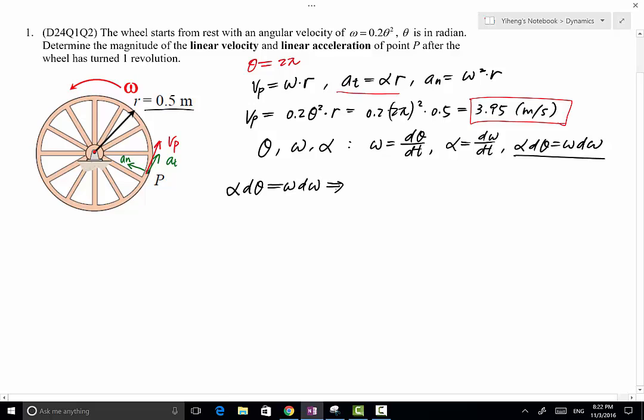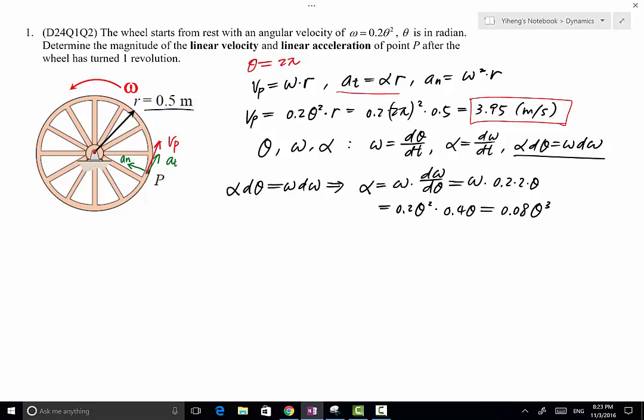And we can divide both sides by d theta. Therefore, alpha equals omega times d omega d theta. Omega is a function of theta, so d omega d theta equals 0.2 times 2 times theta. At the same time, omega equals 0.2 theta squared. So multiply all that together. That equals 0.2 theta squared multiplied by another 0.4 theta, and that equals 0.08 theta raised to the third power.